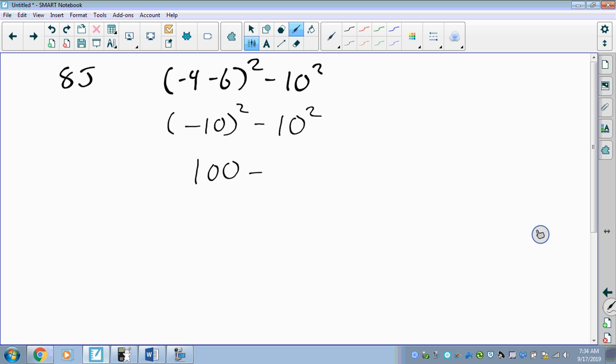This will be minus 100, right? So this becomes positive, right? And this one will become negative, so it'll be minus 100. You'll get 0 as your answer. Okay? Good? Any worries? Okay?